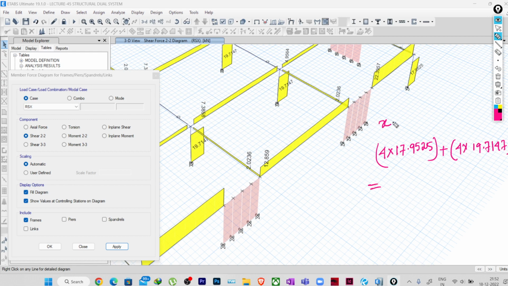So it is for X direction, remember, it is for X direction we are seeing. Okay, so what is the answer in that case? So it will be 150.668 kilonewton. Okay, 150.668 kilonewton we are getting, which is resisted by the columns.